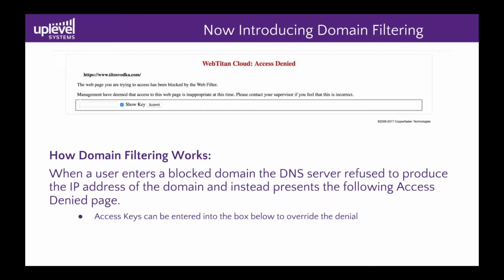So now onto the large topic of domain filtering and how it works. Whenever users attempt to access sites, the DNS server returns an IP address of that desired site. In this case, where the site is deemed as blocked, the DNS server will not return an IP address and instead will present the following blocked page at the top. Access keys can also be used to override these blocks for employees who may work on specific projects and have to have access to these otherwise blocked sites for a short or indefinite period of time.